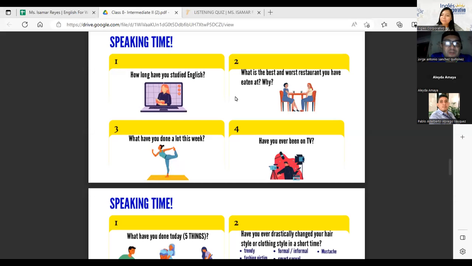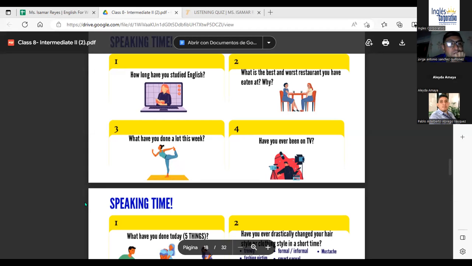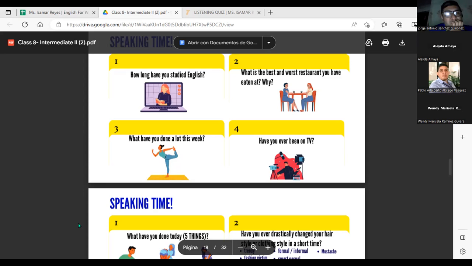The name is Los Tacos del Gordo. That is the worst restaurant. It's very bad food. Yeah, I remember that 2 years ago. Okay, that's great. Okay, and what about Pablo? What is the best and worst restaurant you have eaten at? And why? I remember the best restaurant I had eaten at is Tony Roma's. That was for my birthday. It was the best.